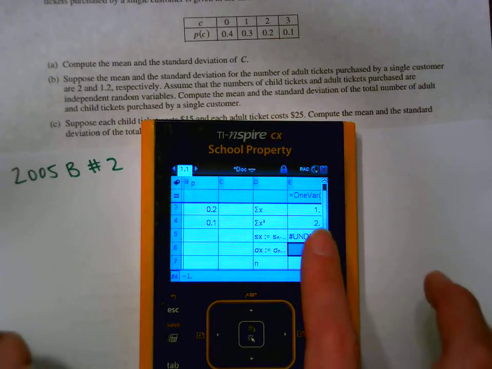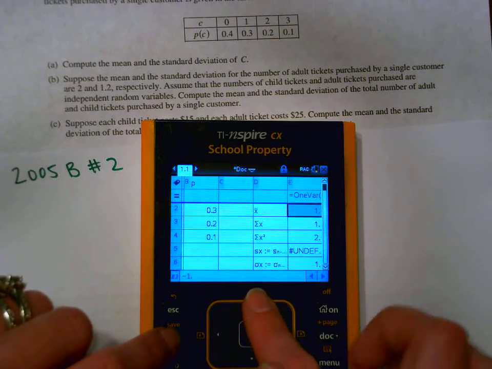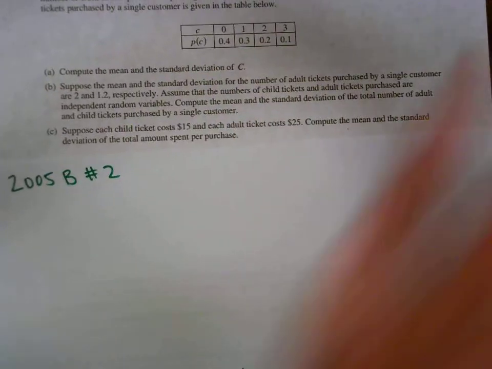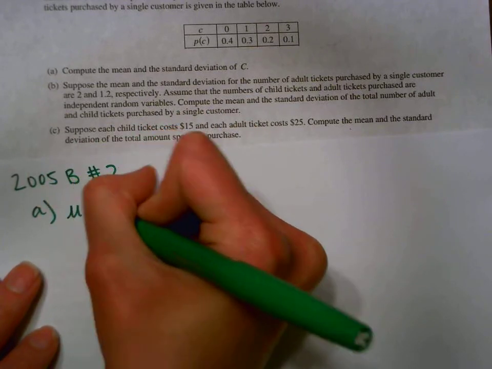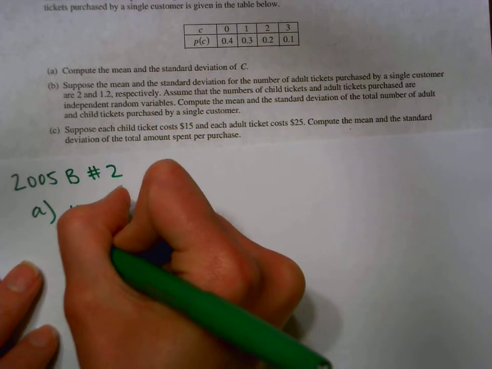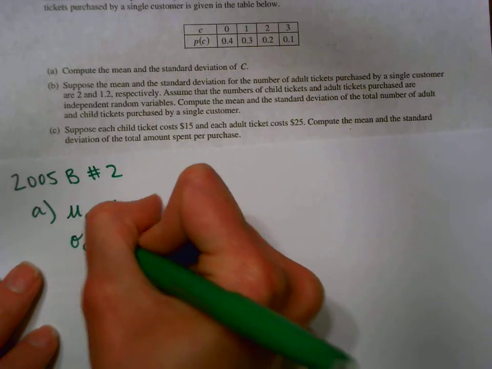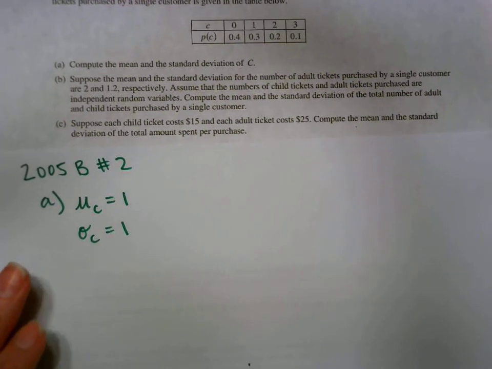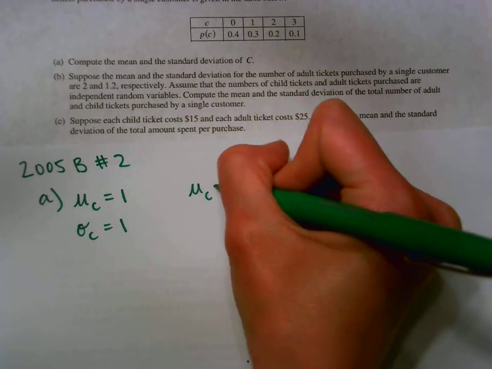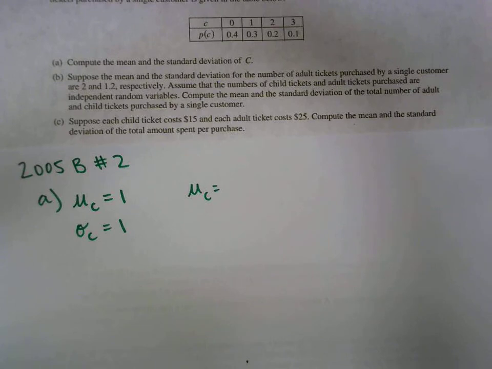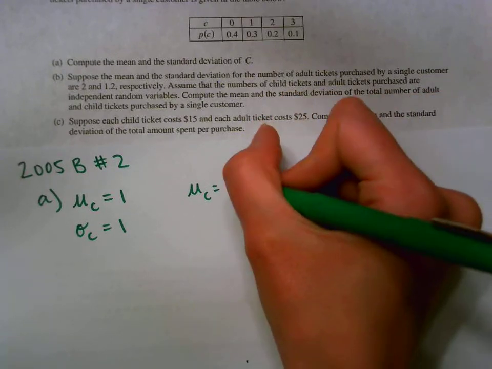So if you notice in this case, the standard deviation is 1 and the mean is 1. So we're going to write that out for A. We're going to say the mean of C is 1 and the standard deviation of C is 1 as well. You shouldn't have to show any work for that. I'll have to double check, but if you did it in the calculator, I don't know how else you would show work. Maybe you could show just a couple from the formula. If you're worried about getting points, you could do the mean.